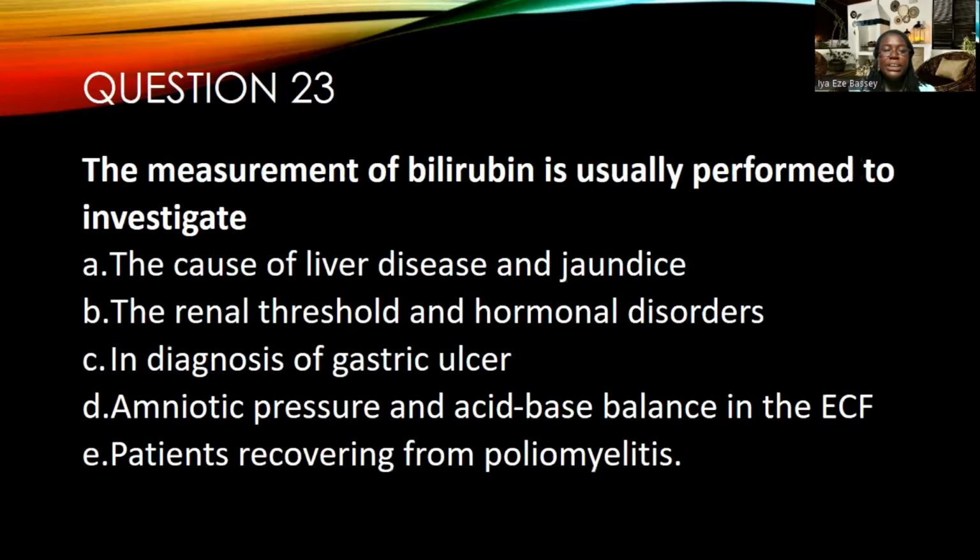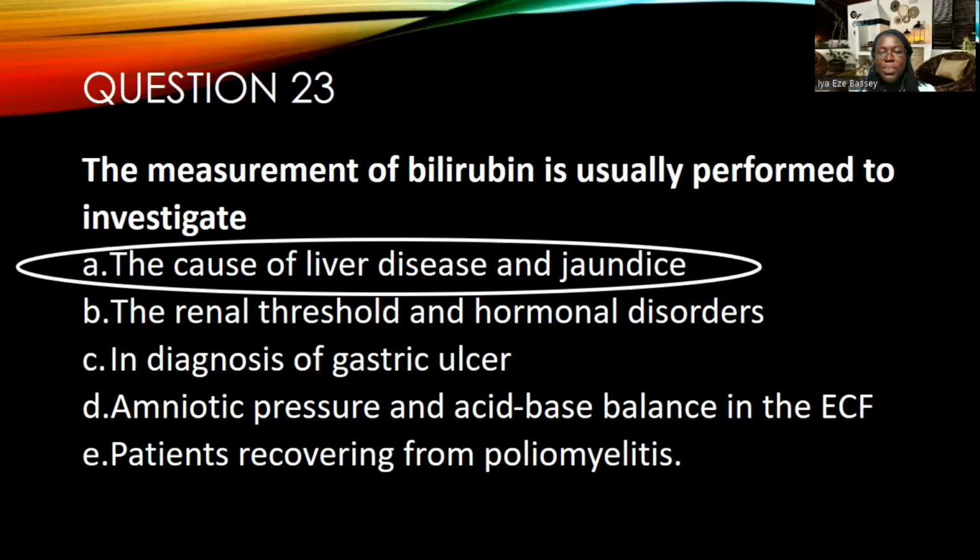So incinerate it. The measurement of bilirubin is usually performed to investigate: A, the cause of liver disease and jaundice; B, the renal threshold and hormonal disorders; C, in diagnosis of gastric ulcer; D, amniotic pressure and acid-base balance in the ECM; E, patients recovering from poliomyelitis. So which one is it? I will go with A.